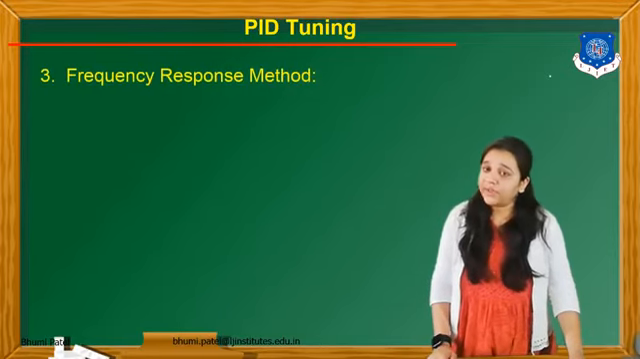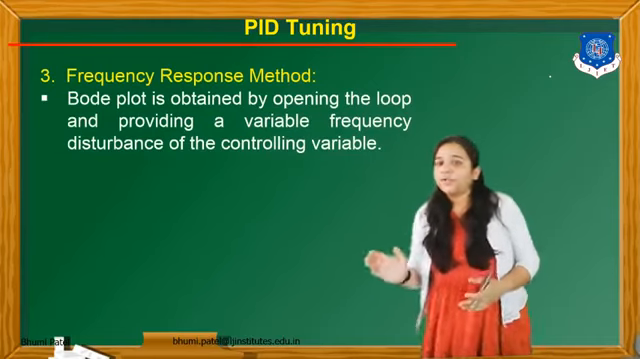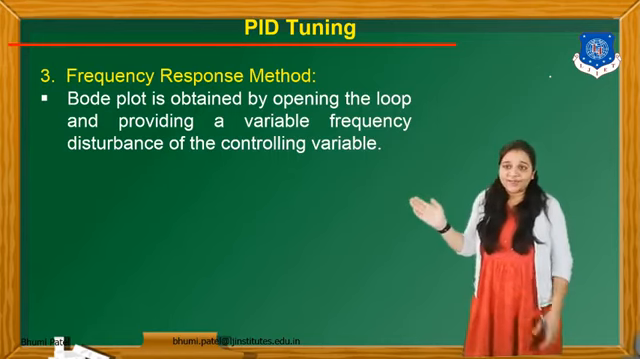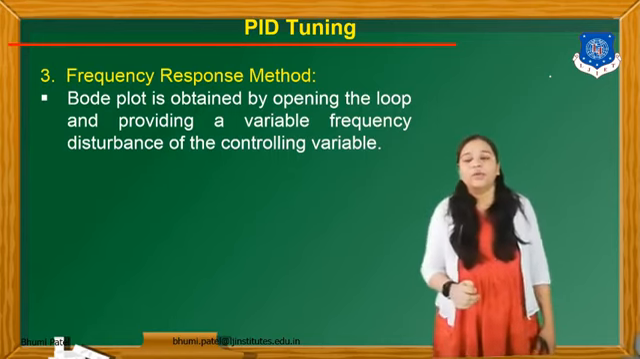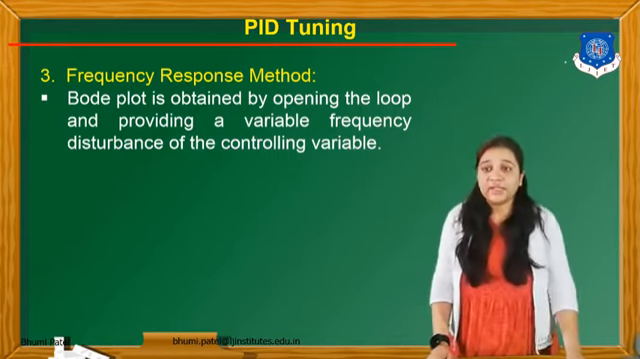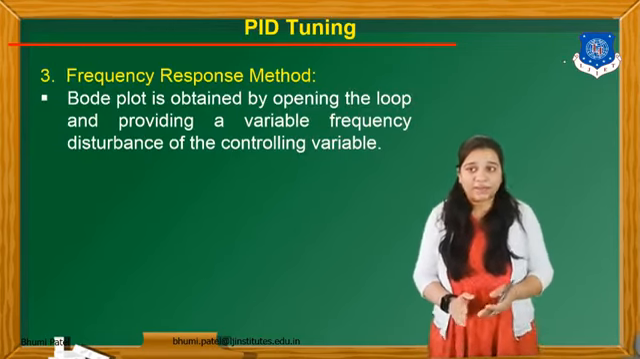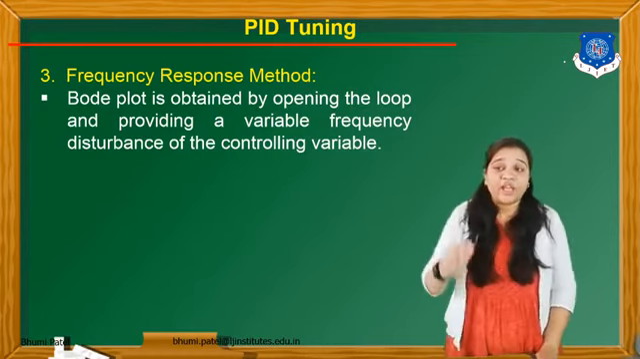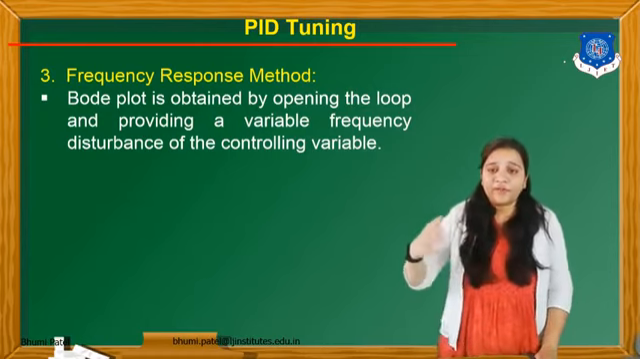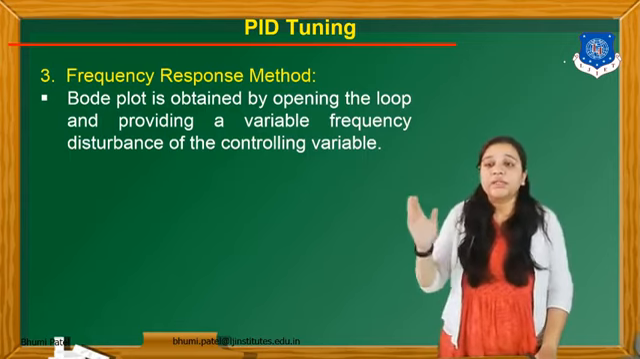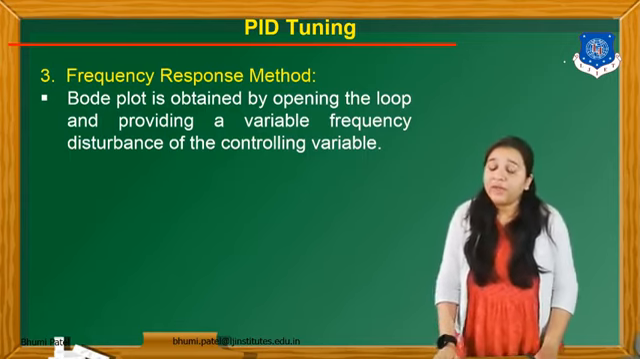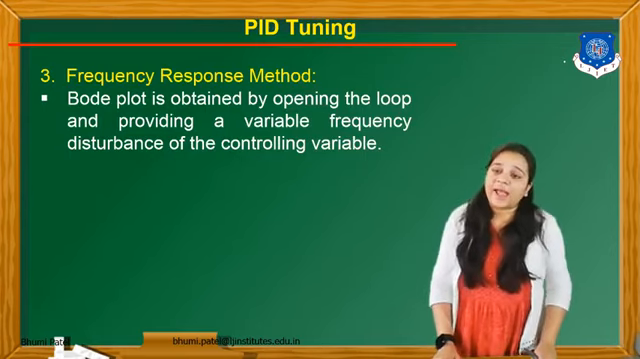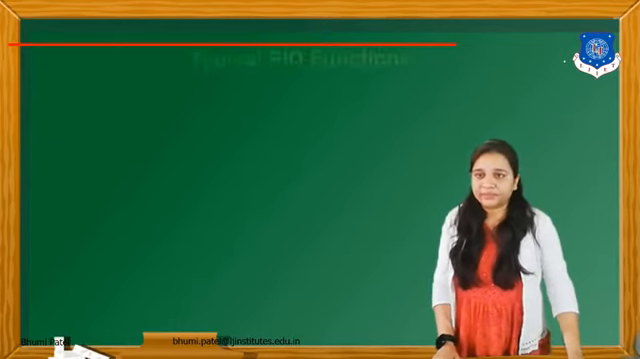The third one is the frequency response method. So Bode plot is obtained by opening the loop and providing a variable frequency disturbance of the controlling variable. So in the frequency response, generally we can use the three methods: Bode plot, polar plot and Nyquist plot. And as you remember, we can check the output for the different frequencies using three methods. So in the Bode plot we can apply different types of variable frequency to get the controlling variables.